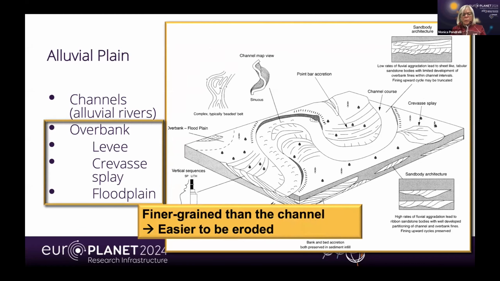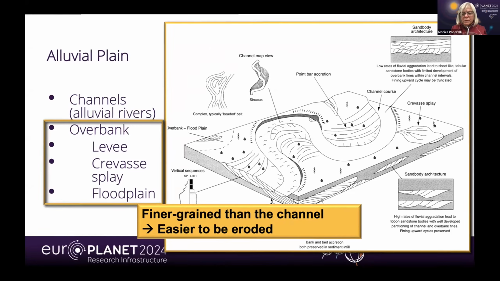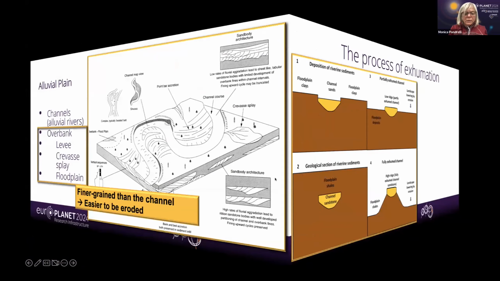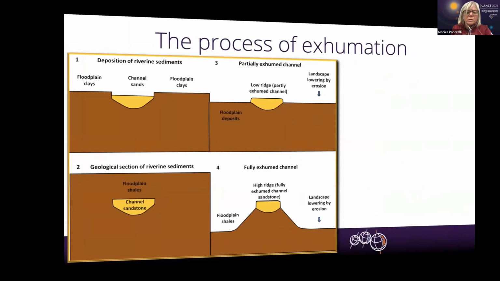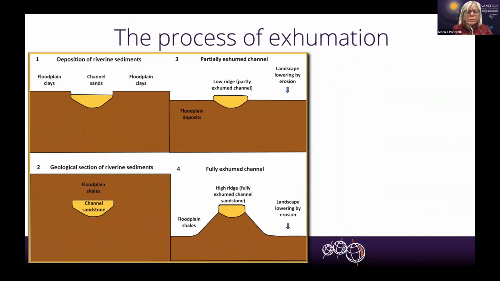These overbank deposits, with maybe some exception of the crevasse splay, are definitely much finer grained than the channel deposits here, because most of the transport, the higher energy transport, is confined within the channel. So it means that they are very much easier to be eroded. If you look at this sketch here, this sketch was developed on Earth, because this is a very classic process.